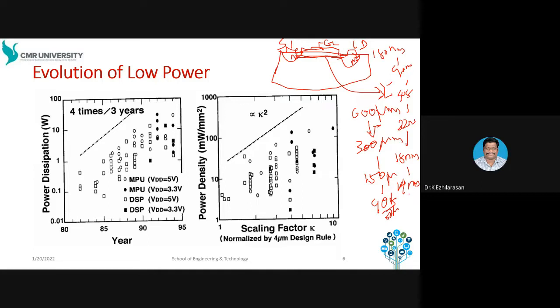After 14 nanometer, how much has it come to? 10 nanometer has come. After 10, 7 nanometer has come. After that, 5 nanometer, and next is 3 nanometer.